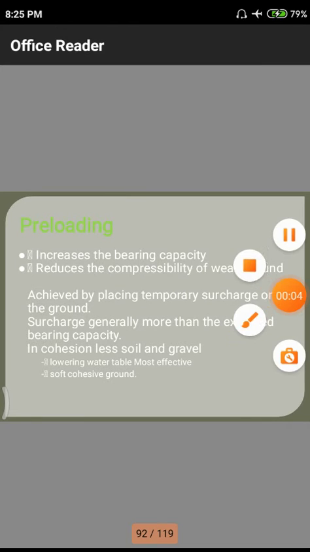In the previous class, we discussed preloading and vertical drains. In today's class, we will discuss sand drains and stone columns. But before going to today's class, we need to recall a few topics from yesterday's class.